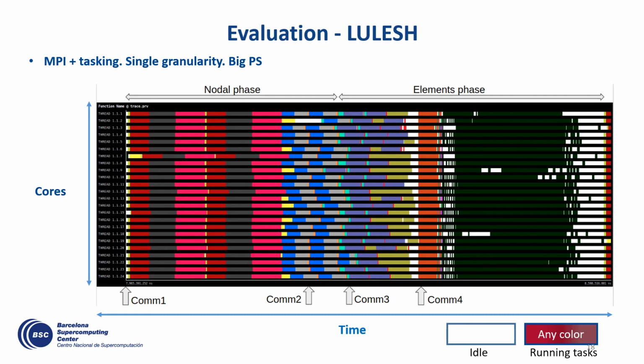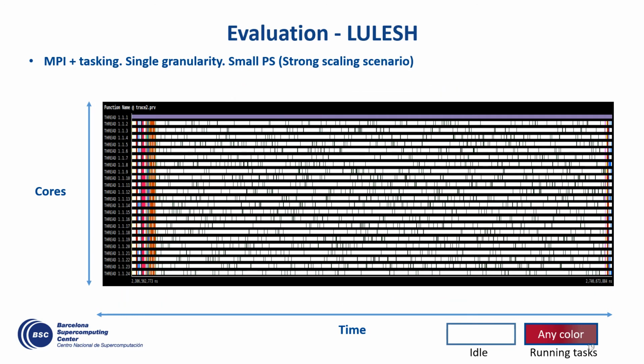This trace is taken from an execution with a big problem size and a single granularity for all the different task types. It shows a single iteration of the application. We can see that it behaves reasonably well with very little white color, meaning that most of the time the cores are running tasks. However, if we reduce the problem size to make it closer to a strong scaling scenario, the trace looks worse than the previous. Most of the trace shows white color, meaning that the cores are idle.